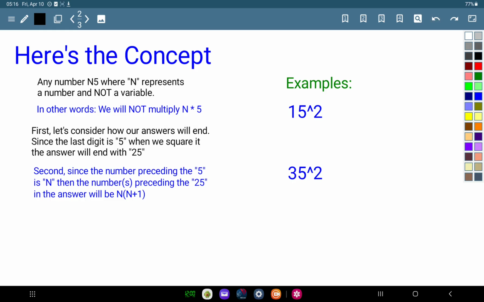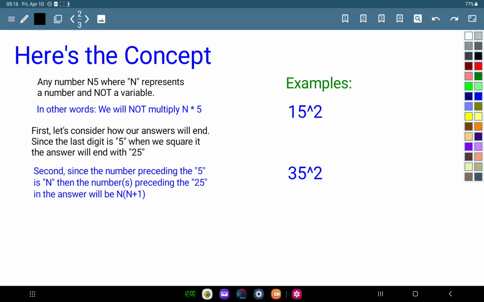So first, let's consider how our answers will end. Since the last digit is a 5, when we square it, our answer is going to end with a 25. And second, since the number preceding the 5 is n, this is what we're going to do with it. We're going to make this little equation and just memorize it mentally. You're going to multiply that number times the next higher whole number. That's it.